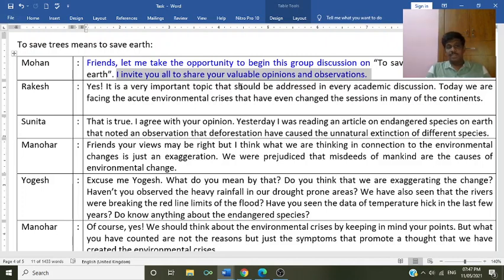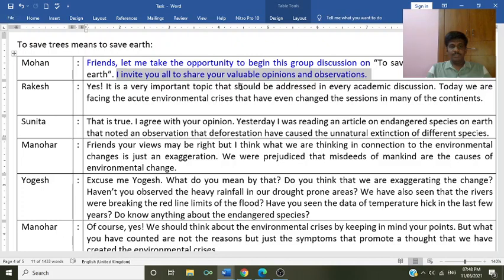Then Sunita says, that is true. So Sunita is agreeing with the opinion of Rakesh. That is true, I agree with your opinion. Yesterday I was reading an article on endangered species on Earth that noted an observation that deforestation has caused the unnatural extinction of different species. So this is what Sunita is saying. Sunita agrees with Rakesh.